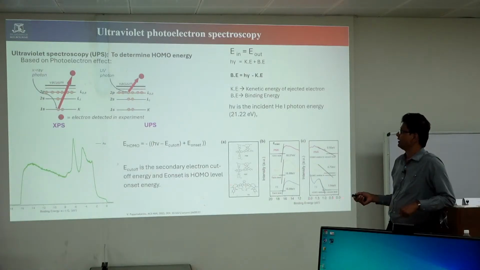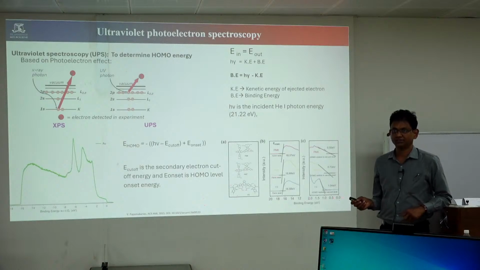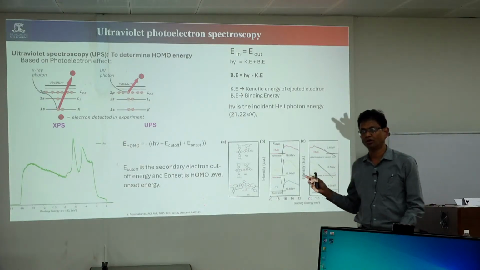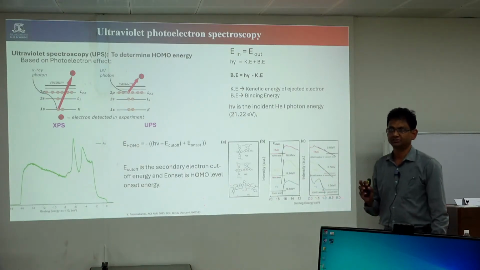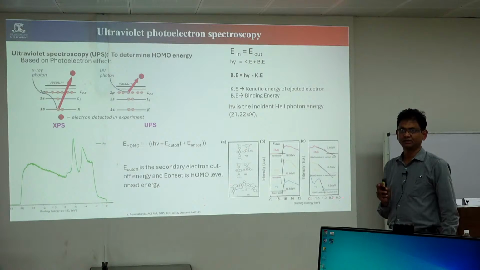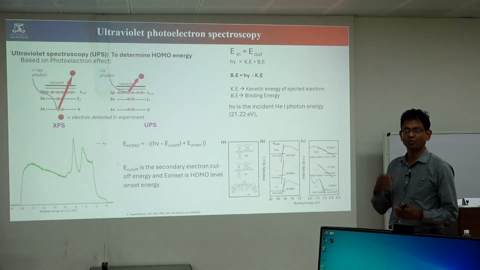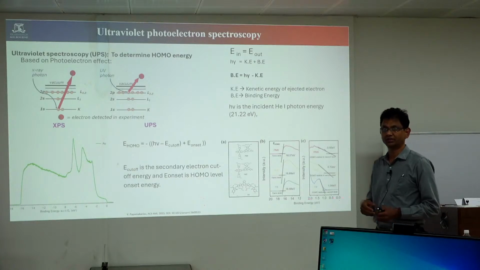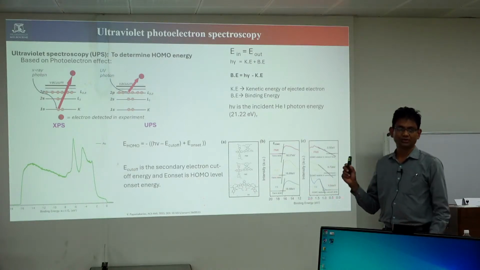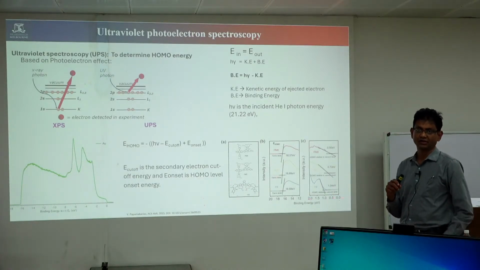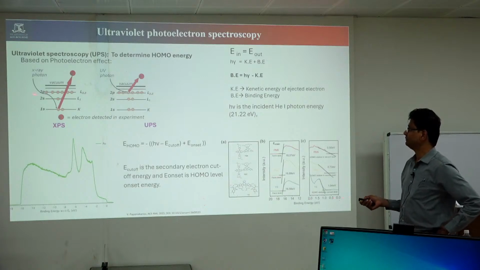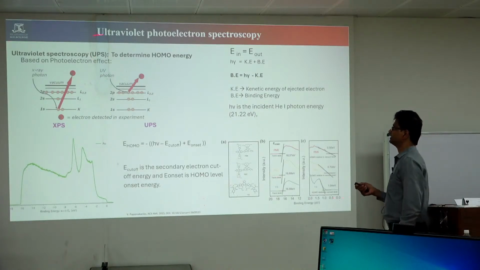Next, I'll give some questions based on ultraviolet photoelectron spectroscopy. This is another method to find the Fermi level and the HOMO and LUMO levels. This is a more accurate method, but these are all processes based on high vacuum technology. We have ultra high vacuum, and basically this technique is based on the photoelectric effect.